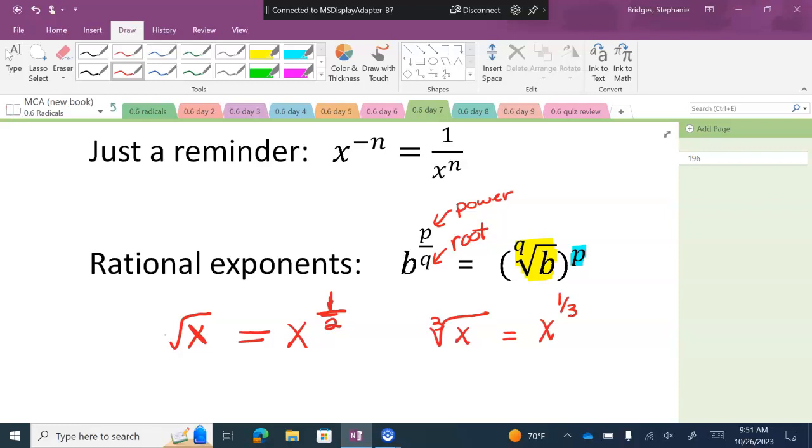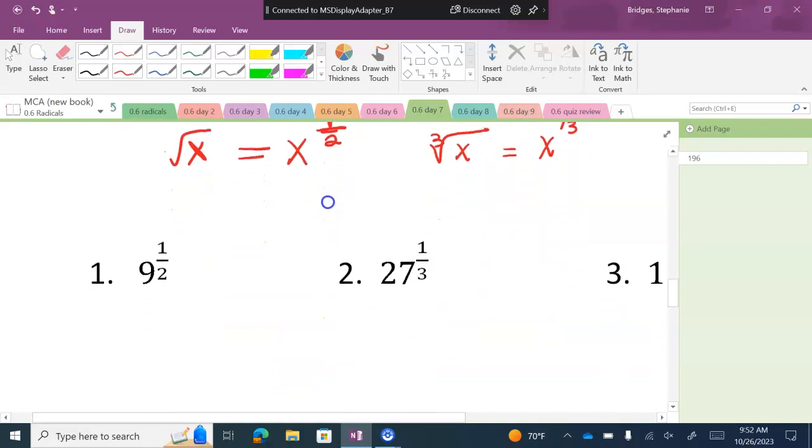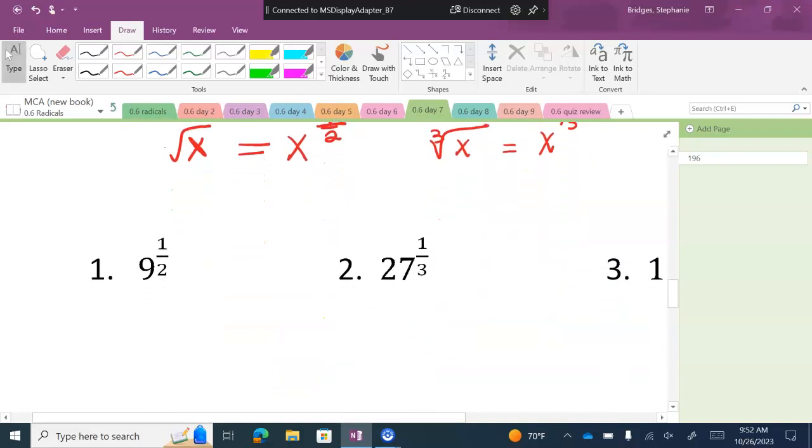Now what we're going to do is start simplifying numbers raised to fractional exponents. The denominator is the root that we take. The numerator is the power that we raise that to. Everybody ready? All right, let's take a look at number 1. We are going to do 9 to the 1/2 power.